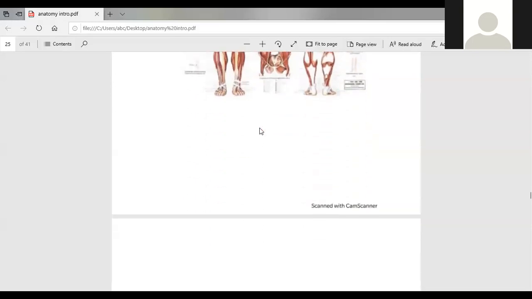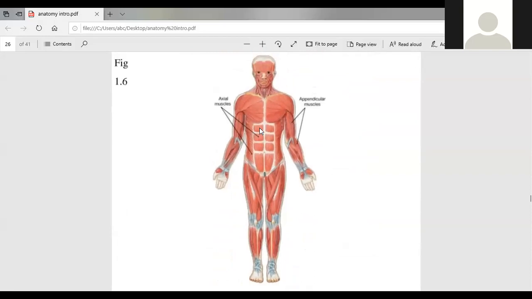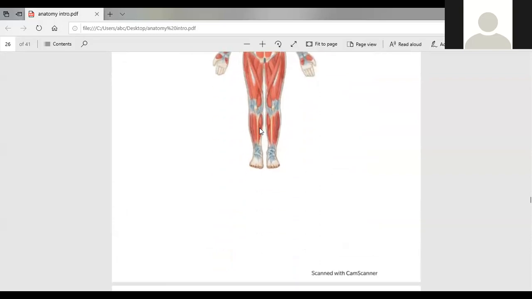Let's go ahead, sir. Yeah. So this is also another diagram for skeletal muscles. As you can see, there are different types of muscles.